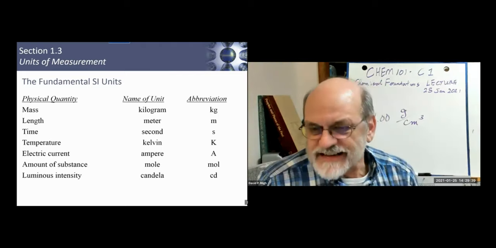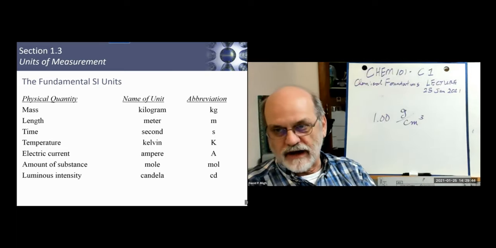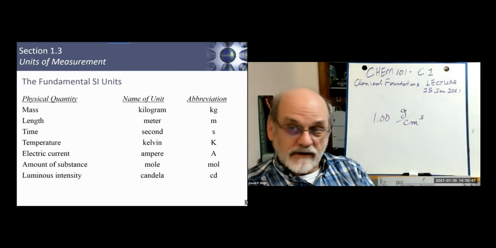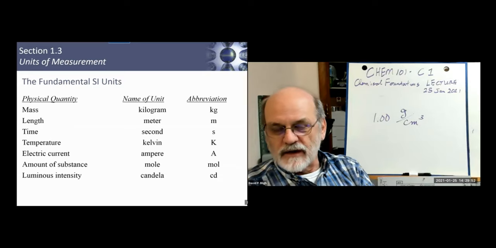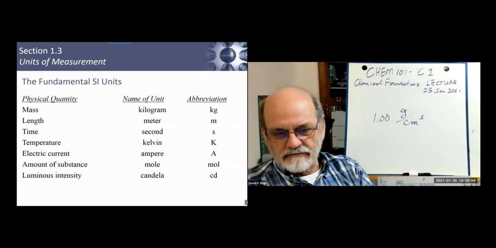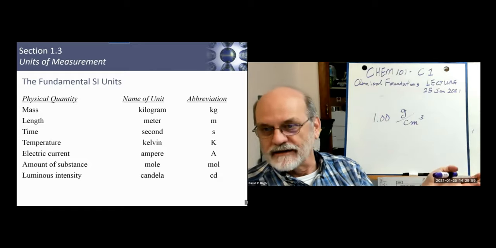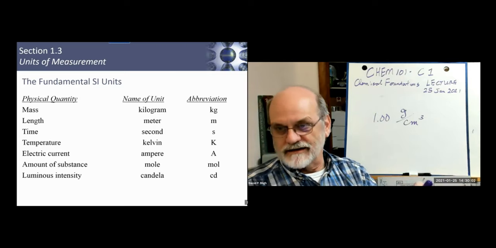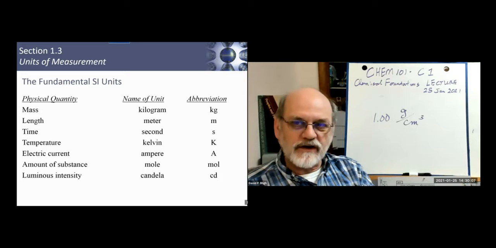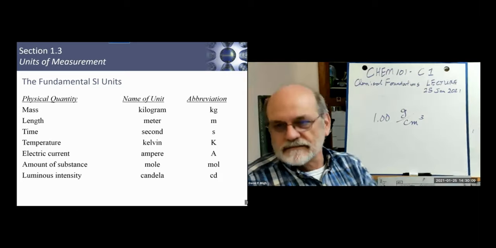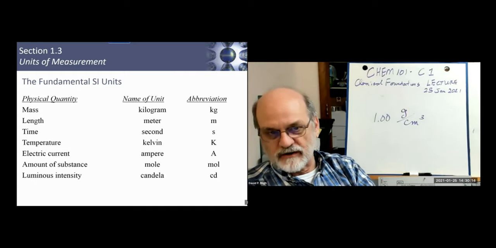Now, the thing that scientists need is an agreed upon standard. If I say kilograms to a scientist, they know what I mean. But if I say bulbos, they don't know what I mean because it's not defined. So I could say a bulbo is this big, and that scientist over there could say, no, a bulbo is this big. So we have to agree upon units of measure.